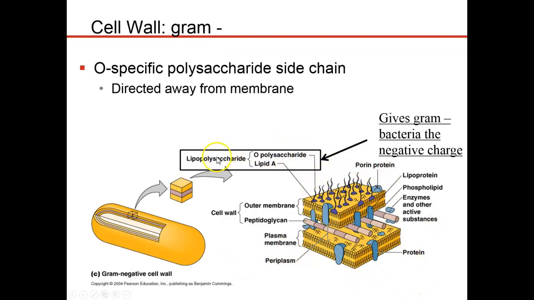And so the lipopolysaccharide, whereas teichoic acid was what gave your gram-positive bacteria the negative charge, the lipopolysaccharide gives the bacteria their negative charge. We have all these proteins with these lipopolysaccharides in them. The O polysaccharide side chain. This is what we use to help identify different strains of bacteria.